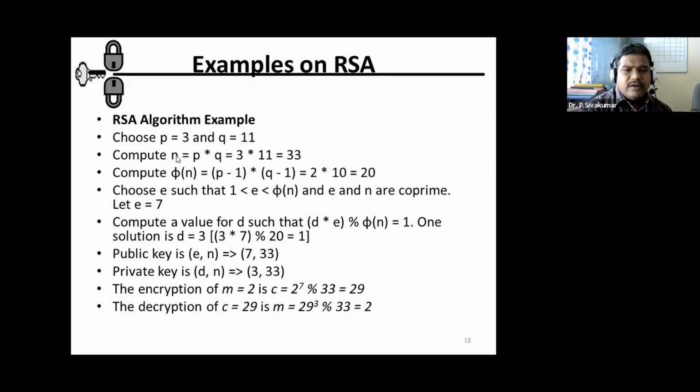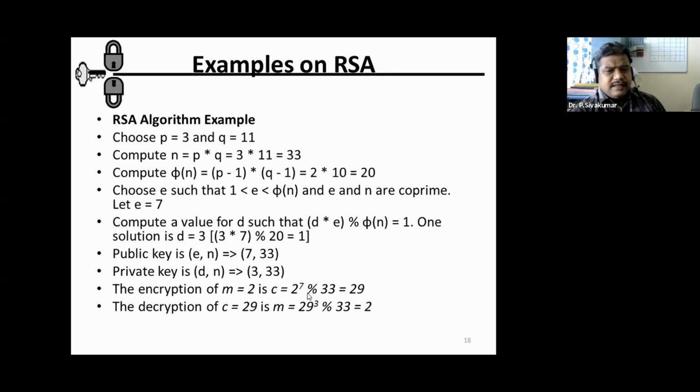So already you can find the n value from the P and Q values: 3 into 11 is 33. Now you can get a private and public key for the encryption operation. How to do it? M is equal to 2, and C is equal to the message 2 power the public key value e. So 2 power 7 modulus 33, we can get 29.